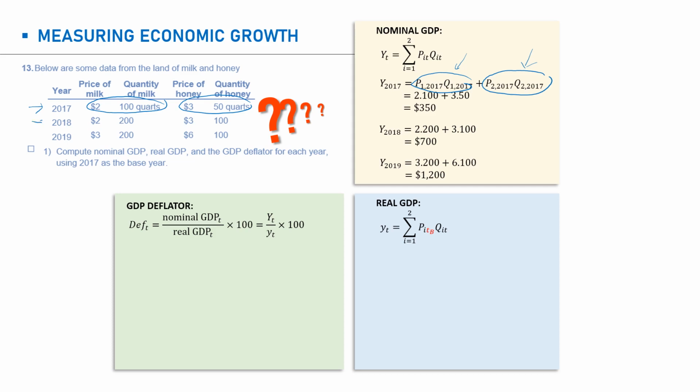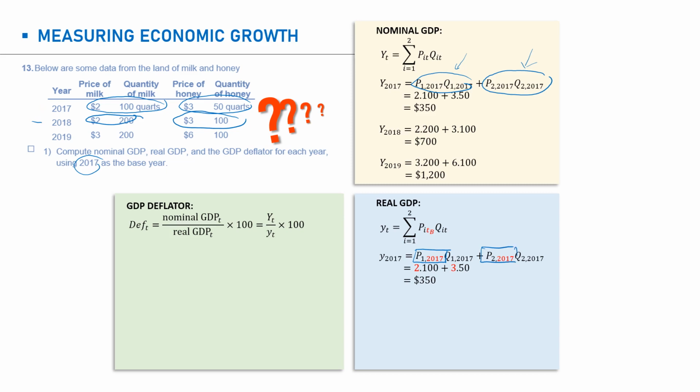And here in 2000, the market value is this for milk, and the market value for honey is this, and so on. As for the real GDP, the difference is what we would like to find: the total market value of the products, but using the same price level, or constant price. In this regard, since the base year is 2017, all the calculation in finding the market value uses the price in 2017.